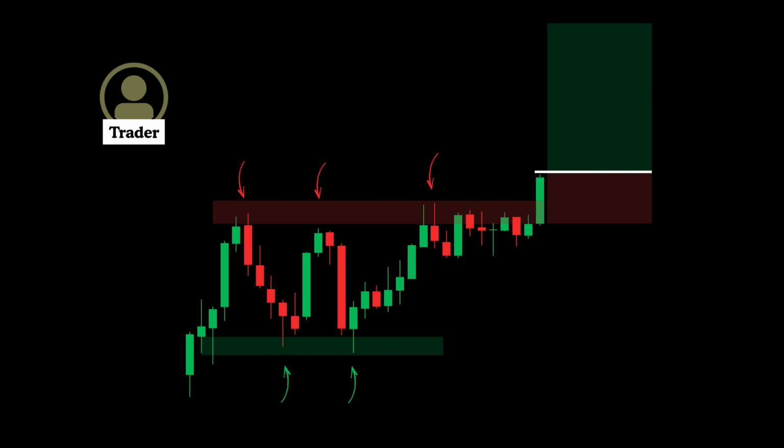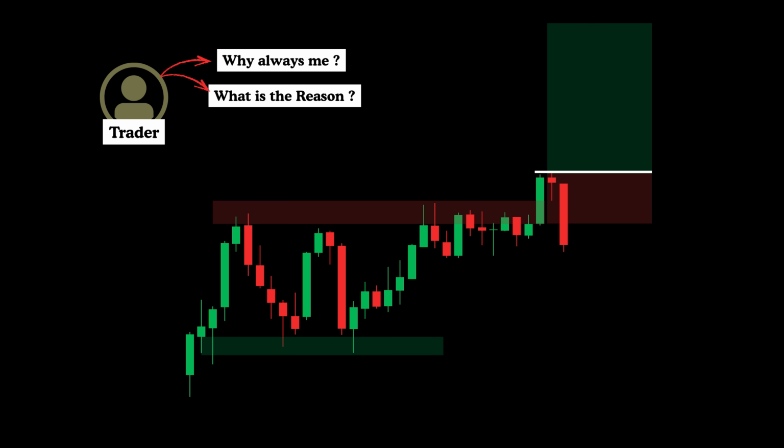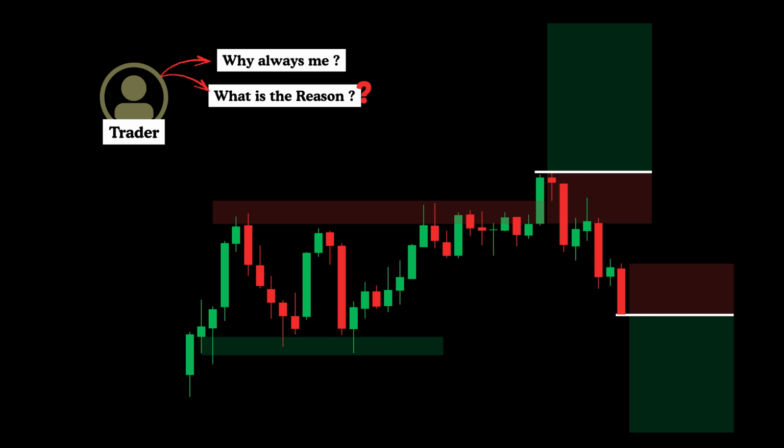However, instead of yielding profit right after entry, the market often hits your stop loss. I'm sure this scenario keeps occurring again and again, but have you ever questioned why this happens repeatedly, or what the real reason behind it is? Most traders, assuming it's just market noise, rush to find another entry without understanding the actual cause. This repeating pattern keeps them from making consistent profits.